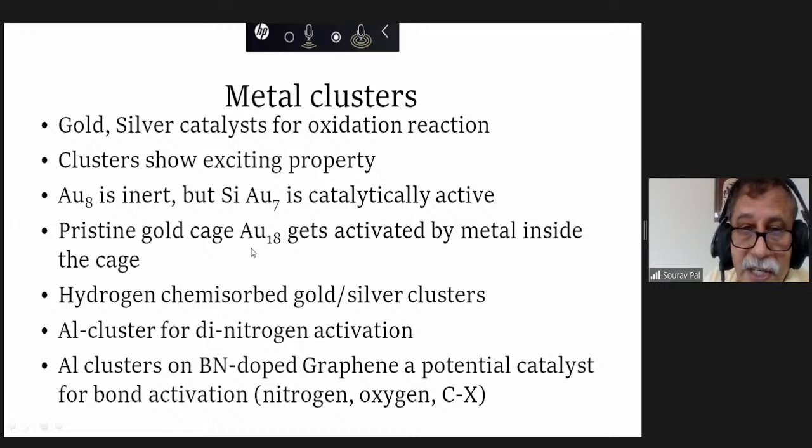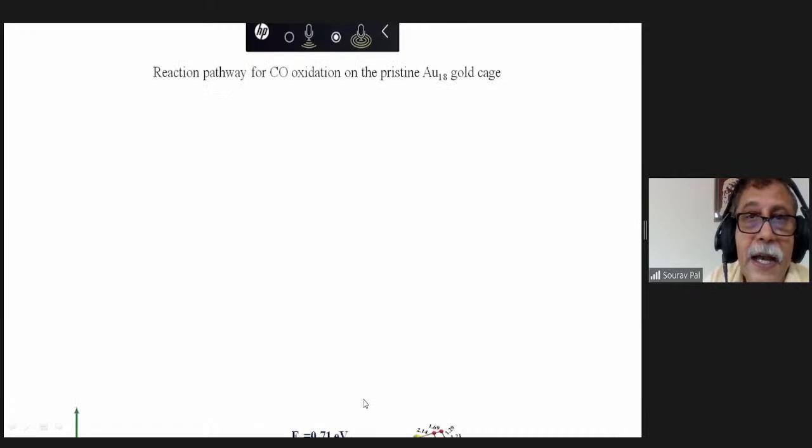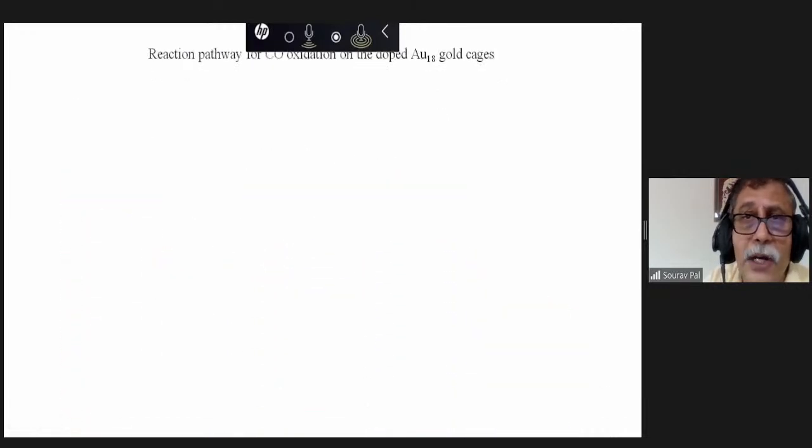Pristine gold cage, I told you about that. Au18, by itself, is not a great catalyst, but as soon as you put a metal inside the cage, it becomes a catalyst. I talked of hydrogen atom chemisorbed, aluminum cluster for dinitrogen, very interesting work. And I want to show one or two of them.